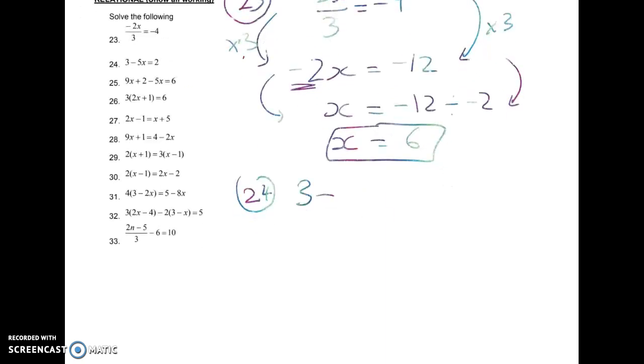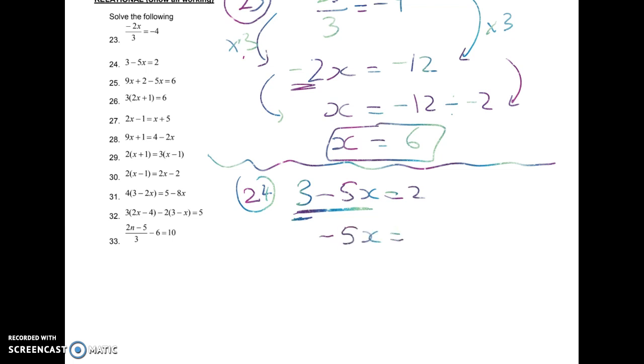So we have 3 minus 5x is equal to 2. Let's just put a wee line in here. I need to get all of the x's on one side and all the numbers on the other side. So here, on the left-hand side, I've got mixed up x's and numbers. I'm going to start by subtracting 3 from both sides. So that will give me negative 5x is equal to 2 take away 3. That gives me negative 5x is equal to negative 1.